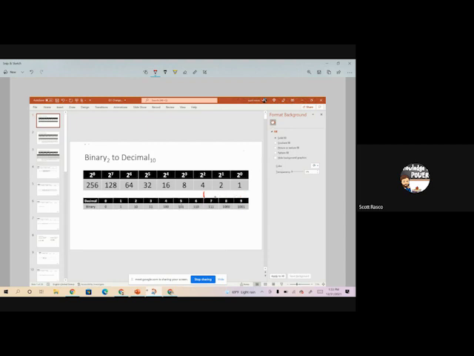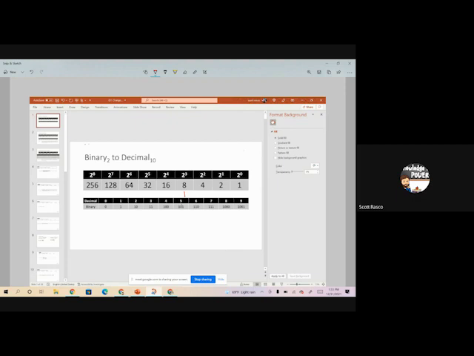Okay, so let's try this with a bigger number like 12. Well, if we look at the number 12 and we're trying to put that in a binary format, we'd first ask ourselves, okay, can I subtract 16 from 12? The answer is no. So that's too big. Can I subtract 8 from 12? And the answer is yes. So I have 1 eight.